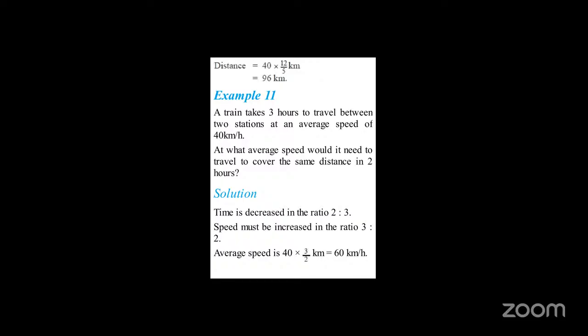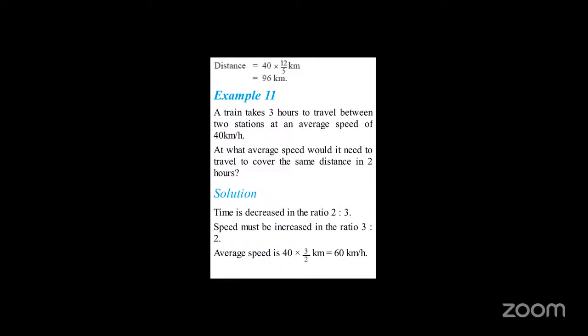Umeelewa sasa? Yes. Like now ukiangalia hii example number 11 hapa tumepewa that a train takes 3 hours to travel between 2 stations at an average speed of 40 kilometers per hour. At what average speed would it need to travel to cover the same distance in 2 hours?